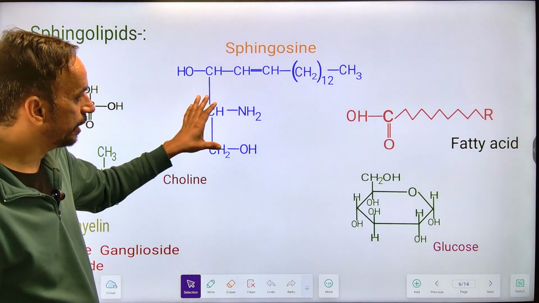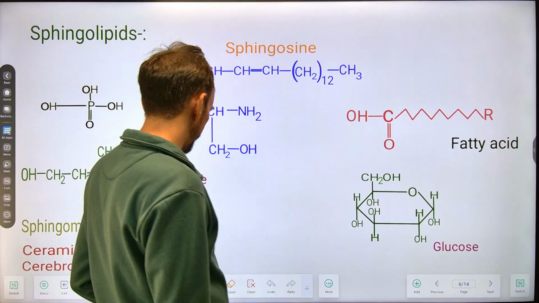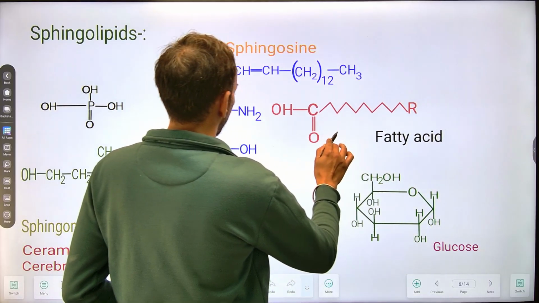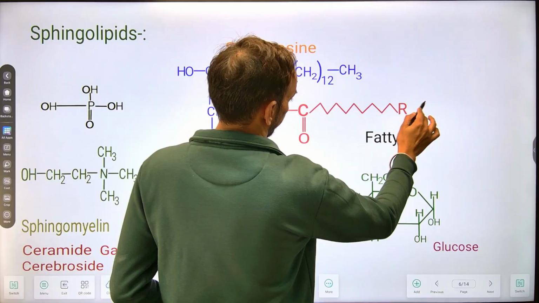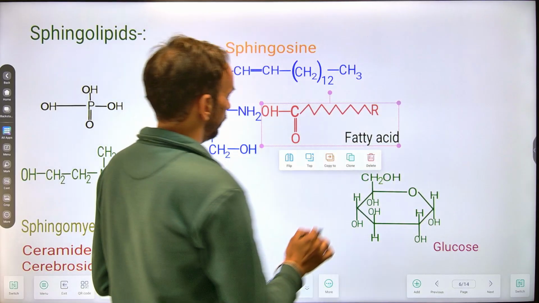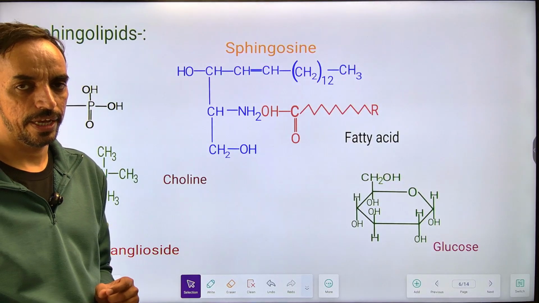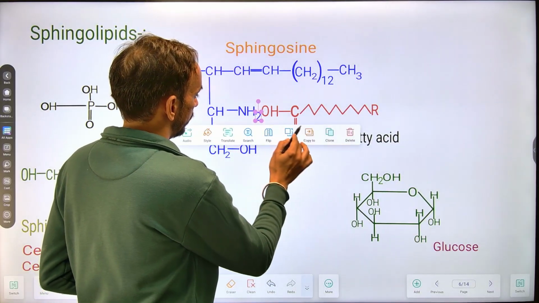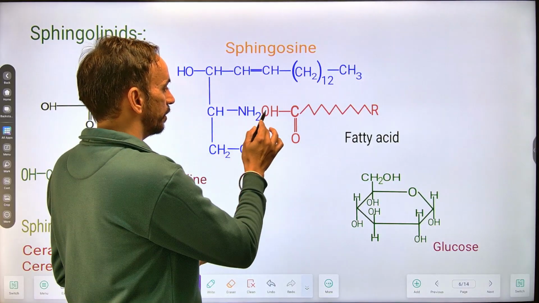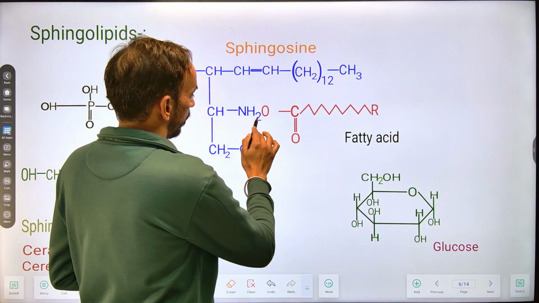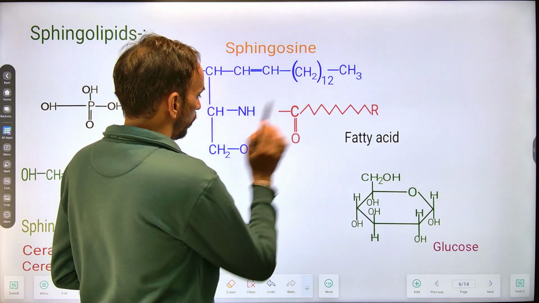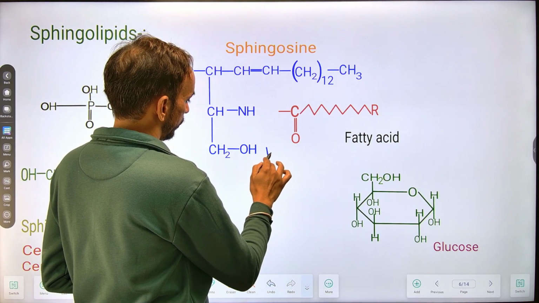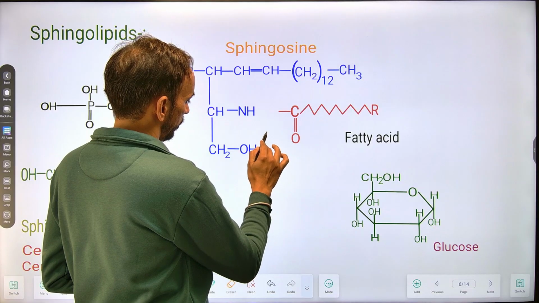On this 18 carbon sphingosine, if there is an addition of a fatty acid on its second carbon, and the addition here is not through the ester bond, यहां पे जो बॉन्ड बनेगा that is an ether bond. There is an intramolecular reaction which leads to the removal of H2O. Then there is a presence of this NH over here.